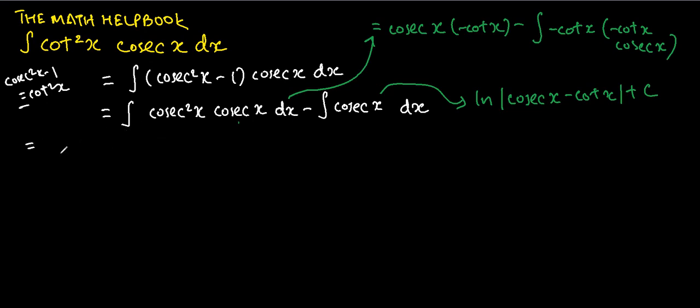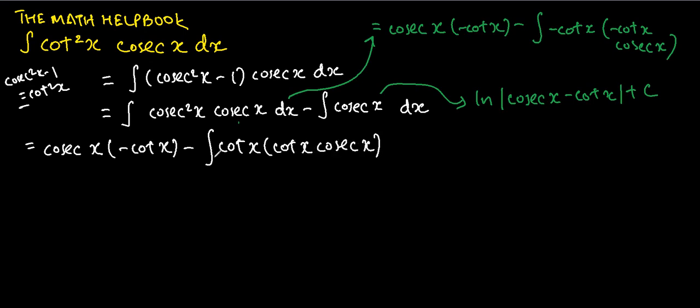All right, so the first integration will be just cosecant x bracket minus cotangent x minus integration of cotangent x bracket cotangent x cosecant x. If you realize, I actually removed the negative sign because the negative and the negative gives a positive. Last but not least, it's a minus ln absolute function of cosecant x minus cotangent x, plus c. So you realize that it's actually a recurrence function.